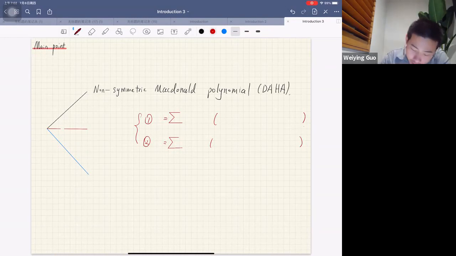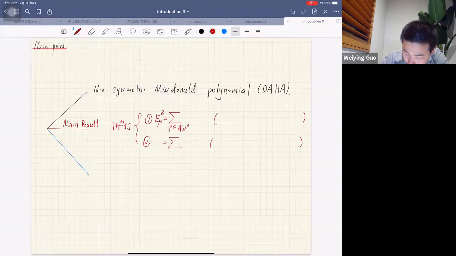Then I'm going to introduce our main result. It's Theorem 1.1 in our paper. It states that the non-symmetric Macdonald polynomial can be written as some sum over alcove walks with their weights. And we call this the step-by-step recursion. I will explain what those are later.